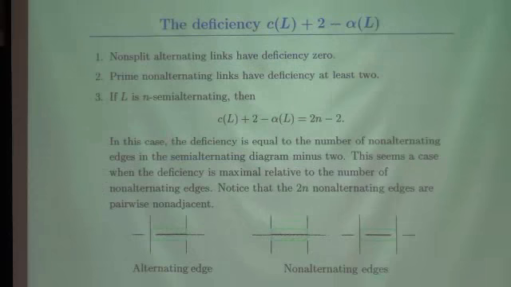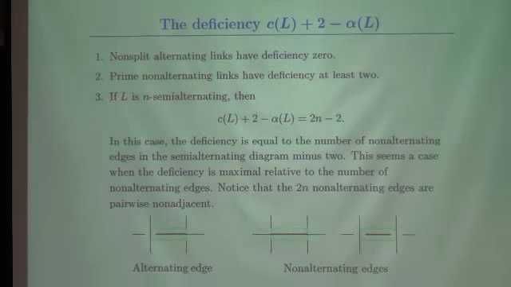And so the deficiency is CL plus 2 minus alpha over L. So CL plus 2 is the number of regions in a minimal diagram, and alpha is the arc index. So this difference I call deficiency. And then non-split alternating links have deficiency 0. So this is the Bae and Park result. And prime non-alternating links have deficiency at least 2. This is Jin and Park.